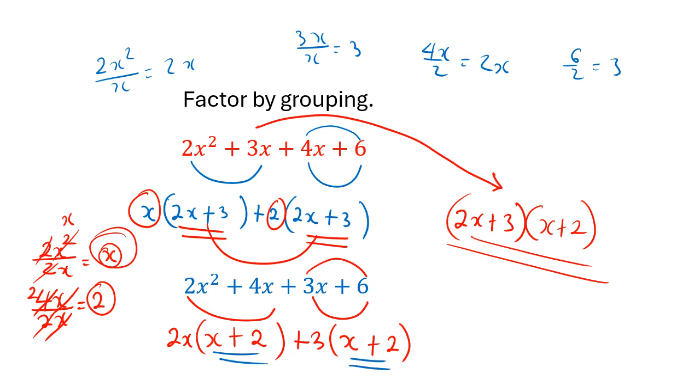See that? So you have x plus 2, x plus 2. So the x plus 2, I'll just wrap them up, keep it. And then the 2x and the positive 3 will make the other pair. So now this is factored and this is factored.